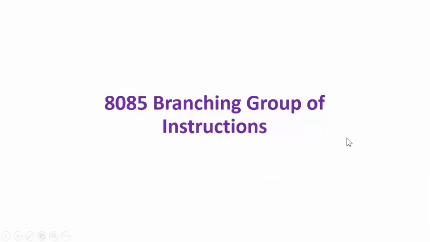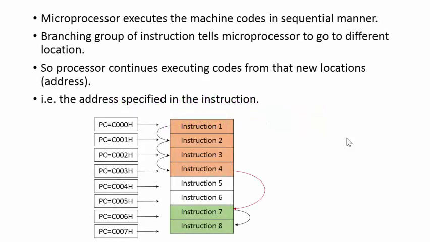Dear students, in this video lecture we are going to discuss the next category of 8085 instructions, that is the branching group of instructions. Before moving towards the different branching group of instructions, we will see how the microprocessor executes the instructions or the machine codes available in the memory.